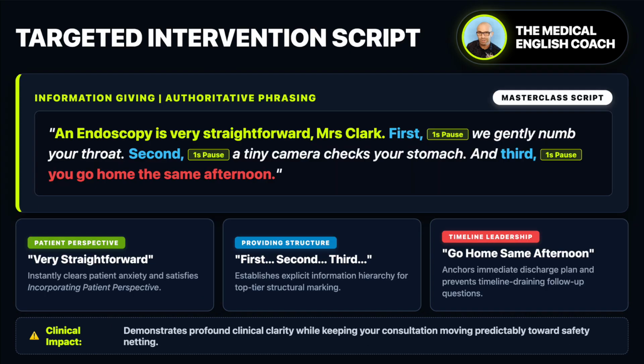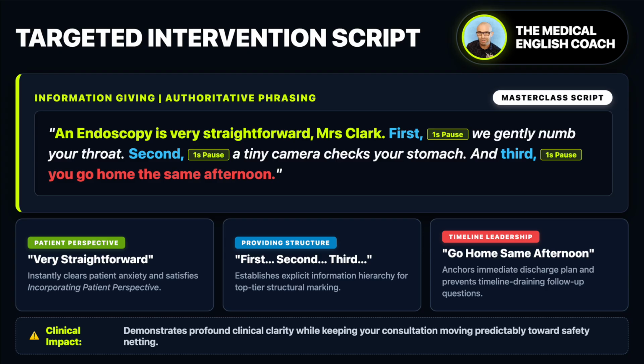Here is the Masterclass standard script you deploy during information giving when explaining a procedure like an endoscopy. Observe the strategic phrasing and cadence markers. "An endoscopy is very straightforward, Mrs. Clark. First, we gently numb your throat. Second, a tiny camera checks your stomach. And third, you go home the same afternoon."